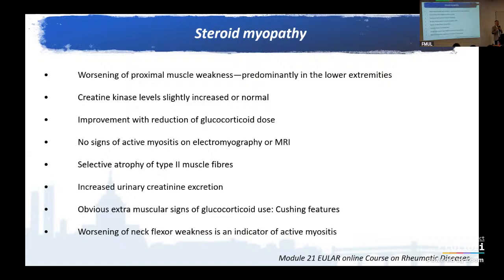Remember that CPK level might be slightly increased. The improvement is with the reduction of corticosteroid. Electromyography and MRI are generally negative, for sure. And if you are performing a muscle biopsy, you could identify a selective atrophy of type 2 muscle fibers. Obviously, look at the clinical features. This is important because low levels of corticosteroid, 5 milligrams of prednisone, are not generally associated with an increased risk of steroid myopathy. These patients quite always have a cushingoid aspect.